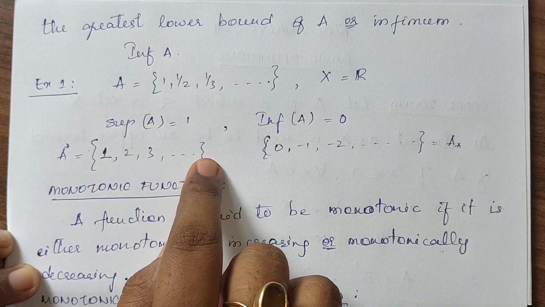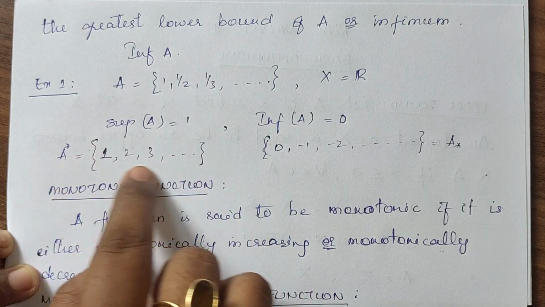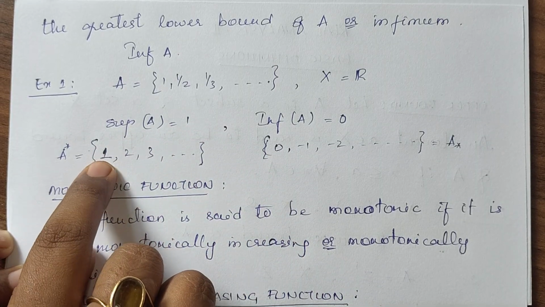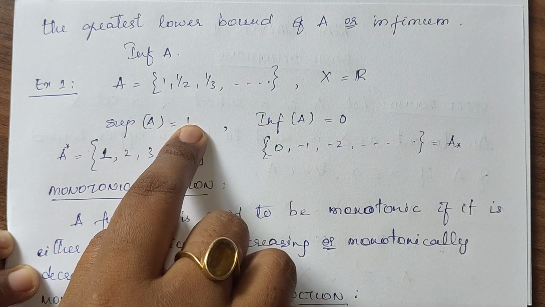These are all upper bounds only. But what I want is the least of all. Which of these is the smallest, that is what I need, and here that is 1. So the supremum of A is 1.